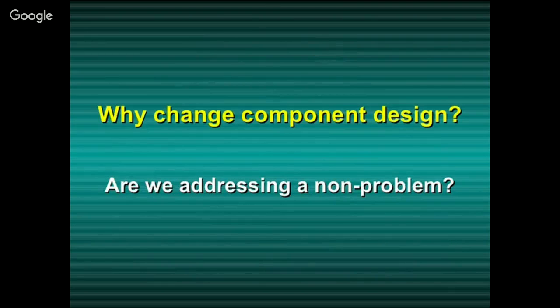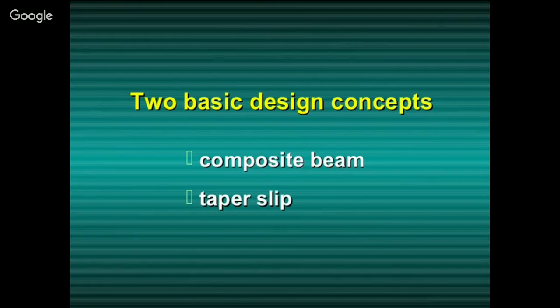So next, the concept: why do we change the component design? Are we addressing a non-problem? There are two basic designs. One is the composite beam, and the other is the taper sleeve. What is the Charnley process we are using? It's the composite beam philosophy.